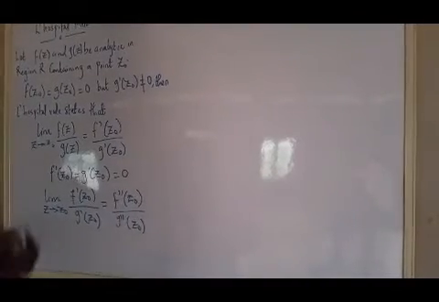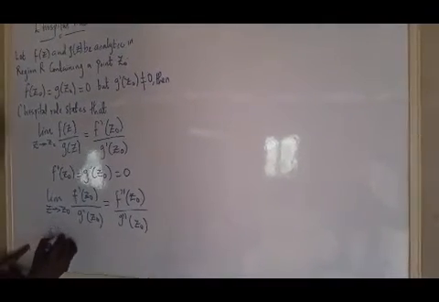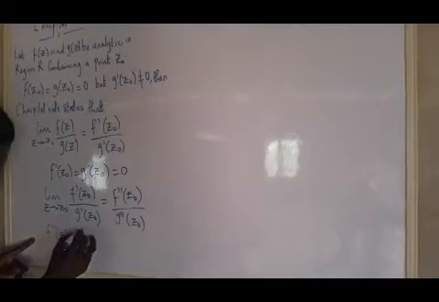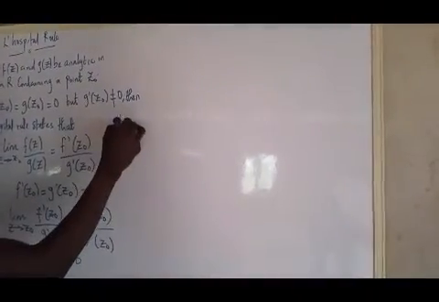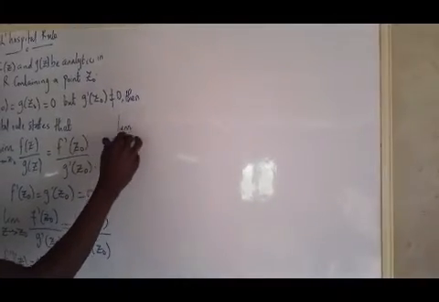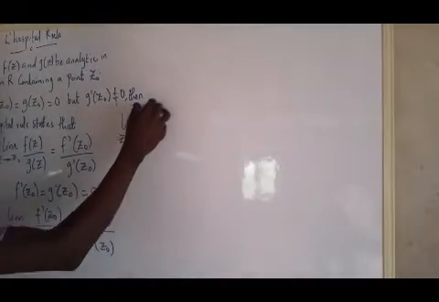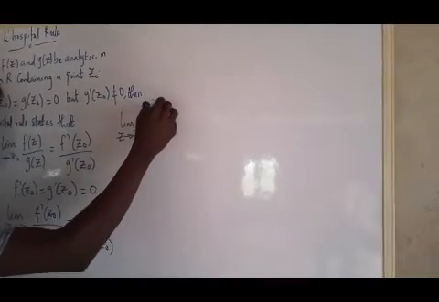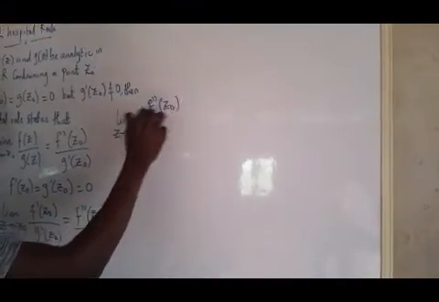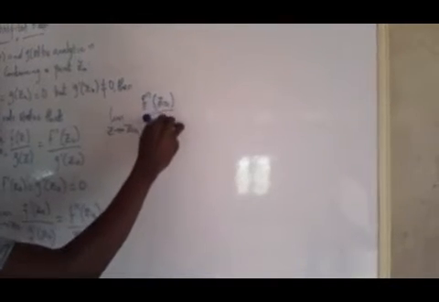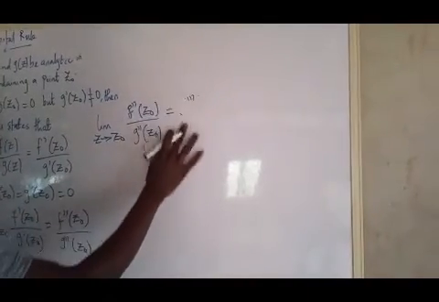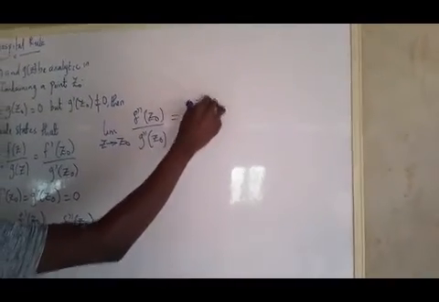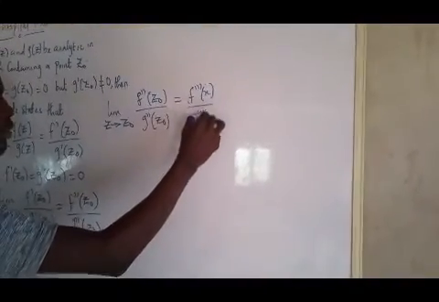Now in case f double prime of z naught is equal to g double prime of z naught and they are still equal to 0, what you do again is you create another one. The limit as z tends to z naught of f double prime over g double prime will be equal to f triple prime of z naught over g triple prime of z naught.